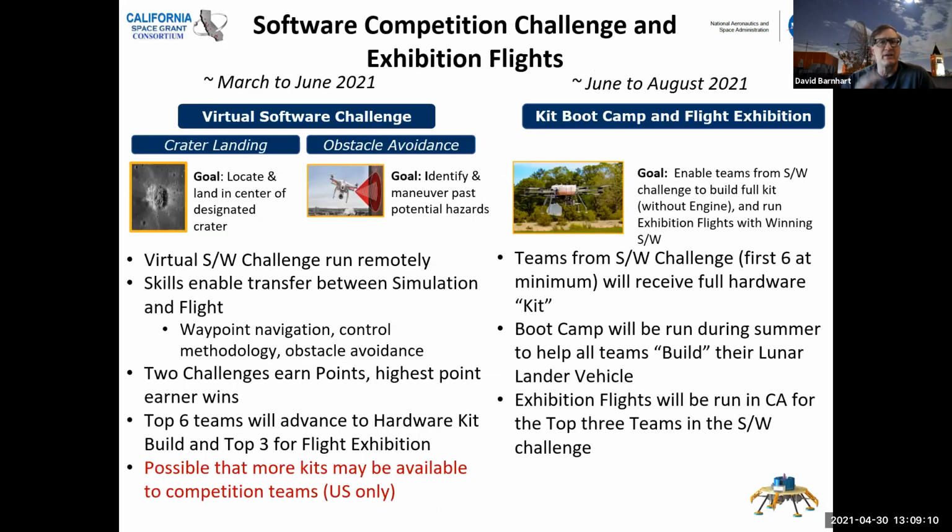Just a quick reminder of the competition challenge and the exhibition flights. This is basically what we talked about. This is our schedule. March to June is the software challenge. June to August is the building of the kits and a flight exhibition. The one thing that may change, that we're still trying to work out, is the idea that the top 6 teams get to advance and get a hardware kit to actually build. And the top 3, we would take the algorithms that you created and put them onto the vehicle to fly.